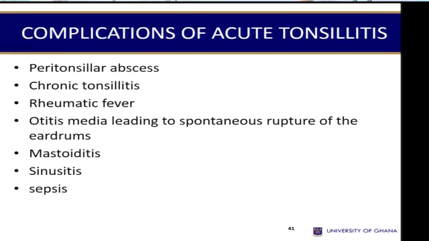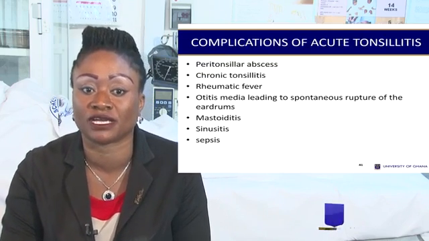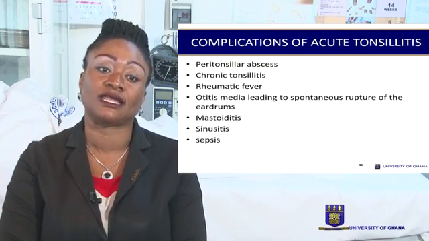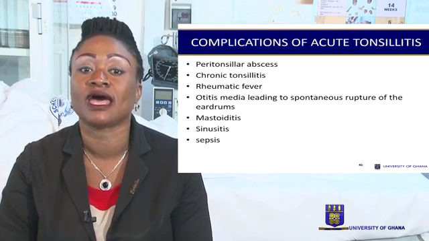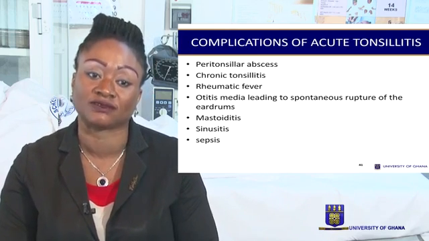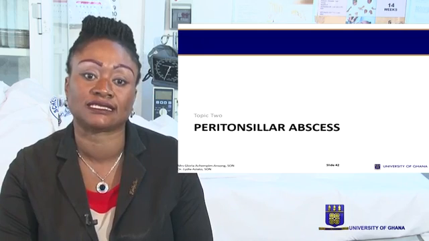Complications of acute tonsillitis include peritonsillar abscess, chronic tonsillitis, and rheumatic fever. The patient may also have otitis media, mastoiditis, sinusitis, and sepsis.